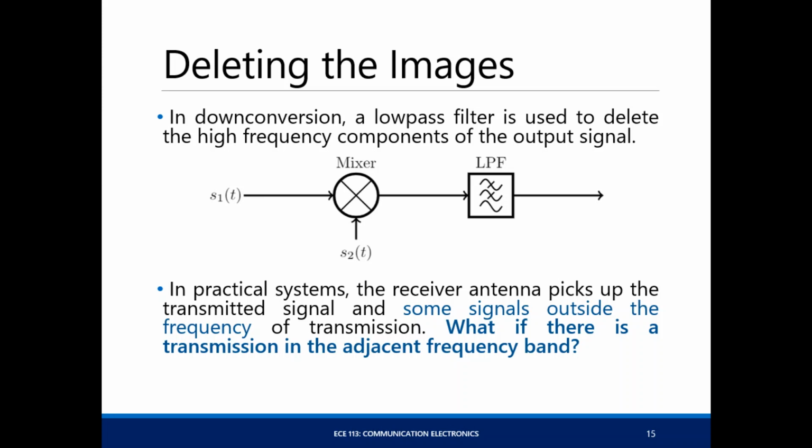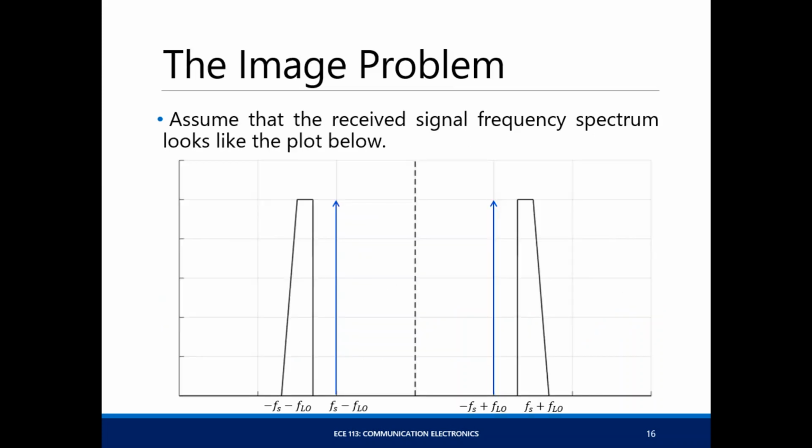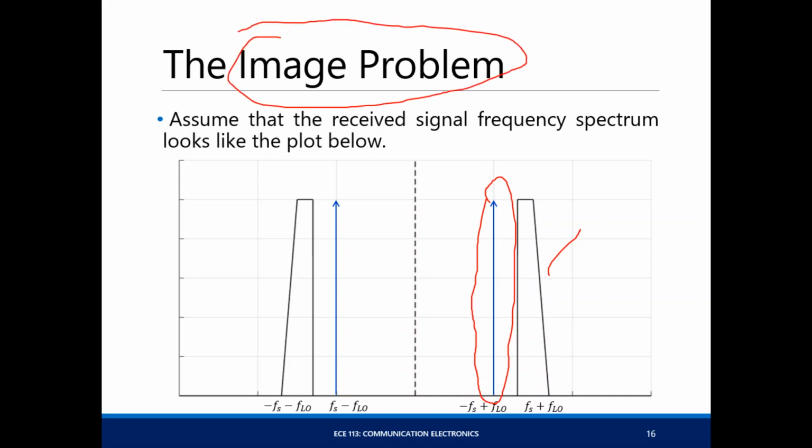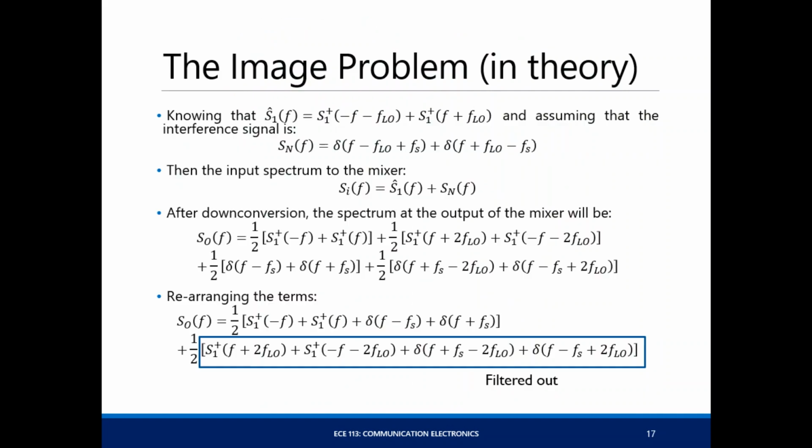However, in some practical systems, the receiver antenna actually picks up the transmitted signal and some signals outside the frequency of transmission. Basically, the antenna can also pick up some signal right here that is near your desired signal. And it gives rise to what we call the image problem. Right? So let's look at that spectrum that you saw earlier.